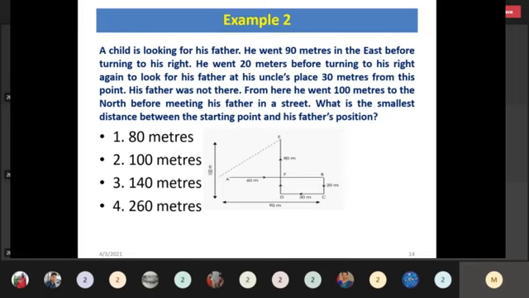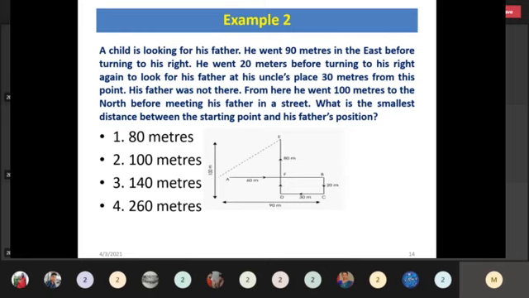Now AF is equal to 90 minus 30 meters, which is equal to 60 meters. EF is equal to DE minus DF, which is equal to DE minus BC. So we can find out, 100 minus 20 meters is equal to 80 meters. So we are going to find out the other two sides.